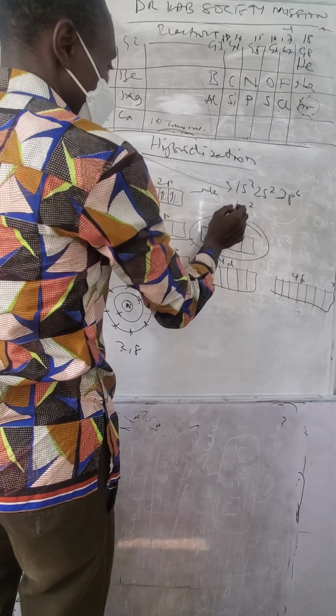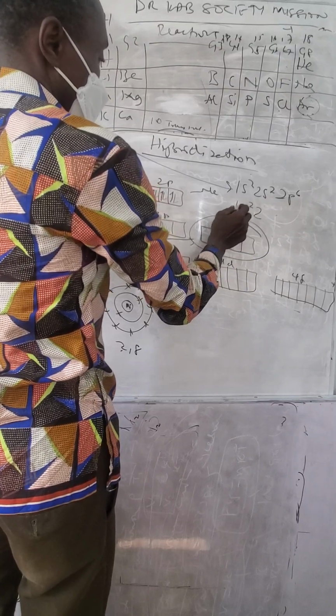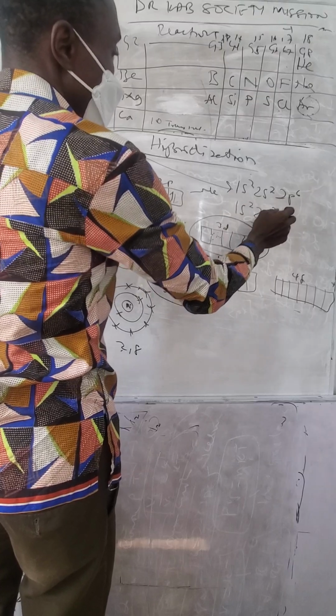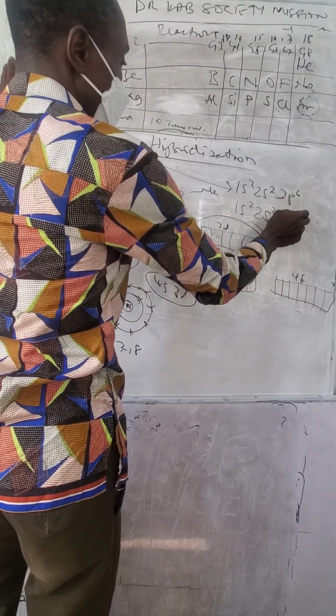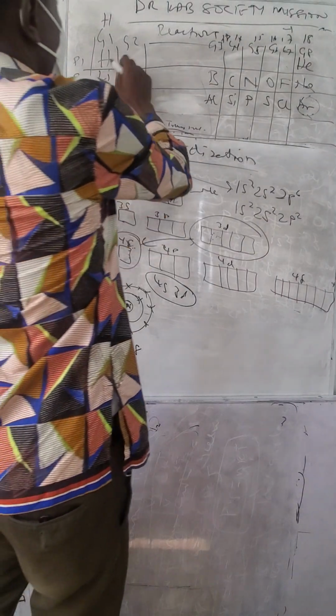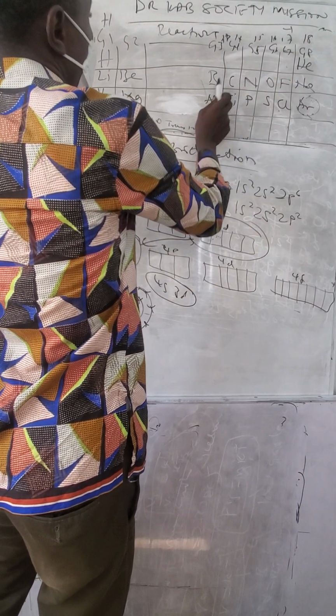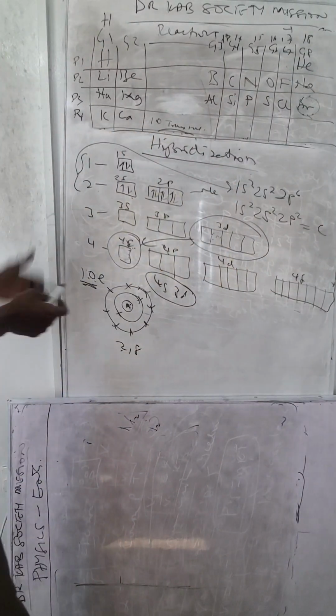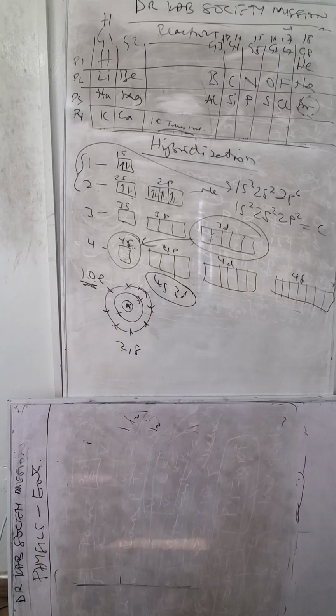So it will be 1s2. We have 6, so with 1s2 we are taking 2. 2s2 we are taking 4. And 2p, how many will 2p have? 2. Okay, so that is 6. 1, 2, 3, 4, 5, 6. So that is for carbon. Now let's see, we're going to use carbon to do some illustrations for bonding.